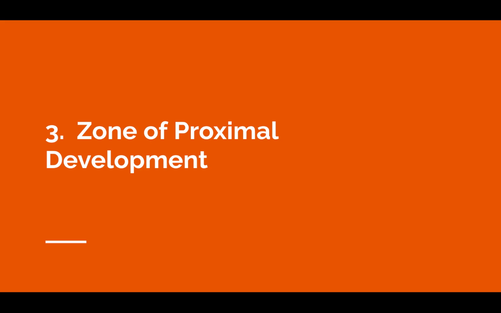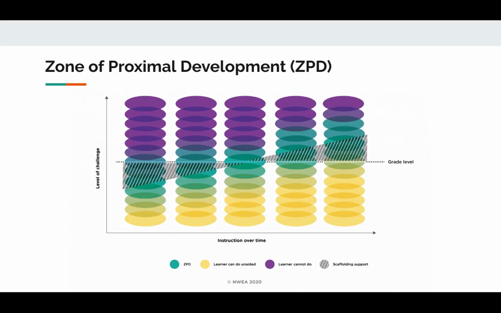Number 3, zone of proximal development. The zone of proximal development, or ZPD, was developed by Lev Vygotsky. It refers to the range of tasks that a student can perform with guidance but not yet independently. Understanding a student's zone of proximal development helps teachers provide appropriate support and challenges.